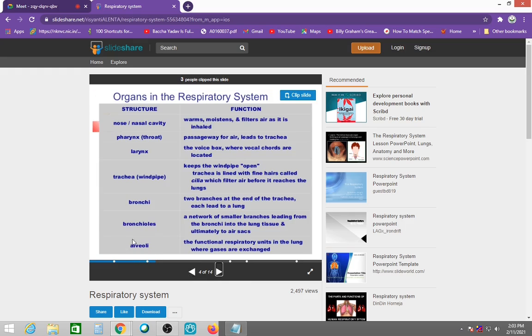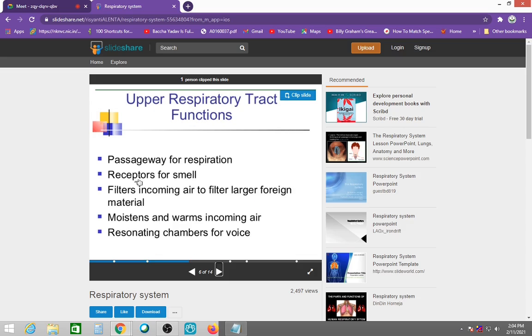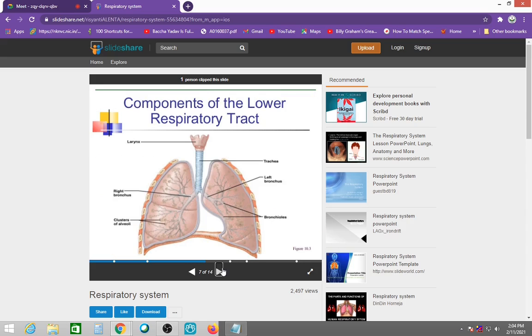Yeah, and diseases affecting the alveoli will be restrictive or obstructive. They will be obstructive because alveoli are also part of the airways, right? These are all airways: bronchi, bronchioles, alveoli coming from the trachea. So this is the upper respiratory tract, what I've shown. The trachea starts from here. These are the functions of the upper respiratory tract: for respiration, smell receptors are there, it filters incoming air to remove larger foreign material, moistens and warms incoming air, and is also used for voice.